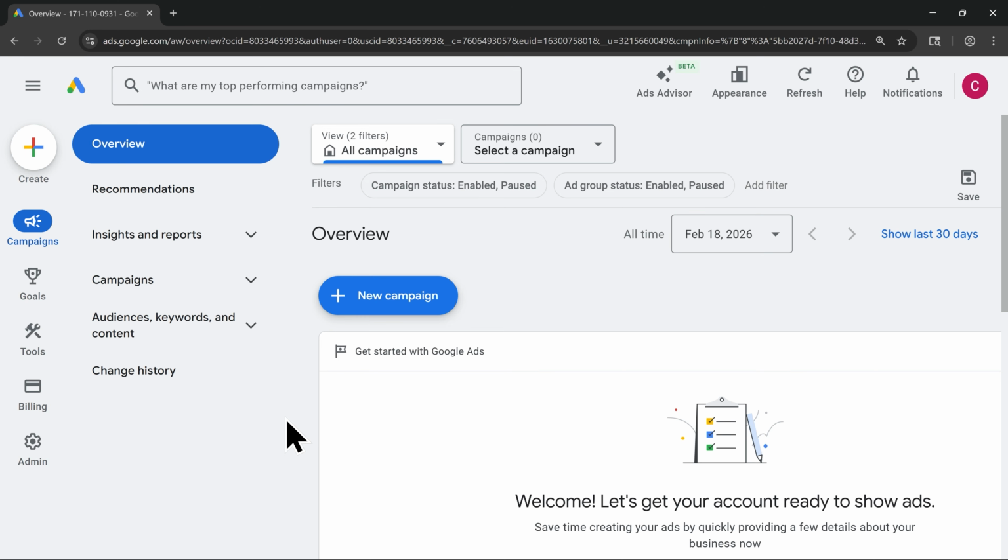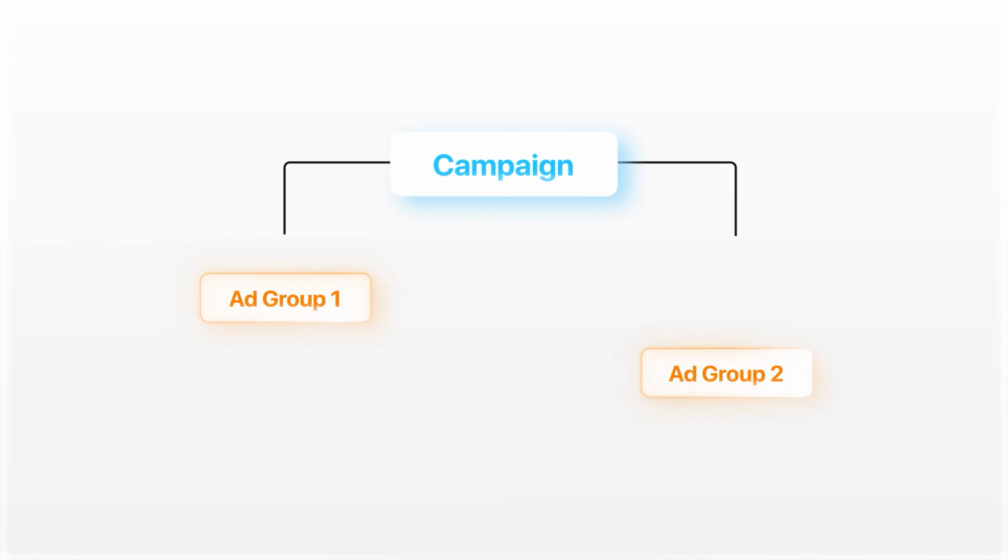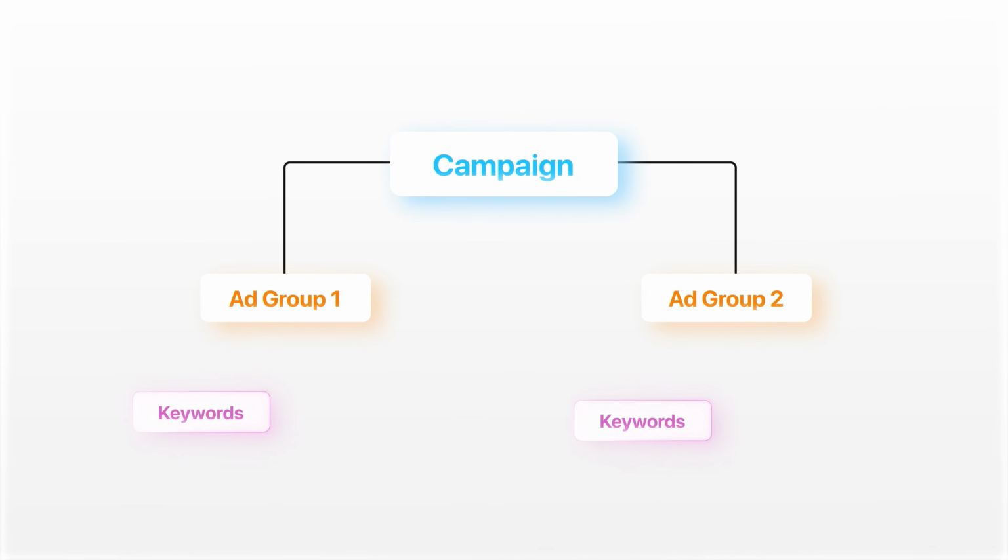All right, so before we click on anything here, I want to show you a simple model for understanding how Google Ads is structured. At the top, you have a campaign. Inside the campaign, you have ad groups, and each ad group is focused on one theme, like one service or one category. Then inside each ad group, you have two things, the keywords you want to show up for and the ads people actually see.